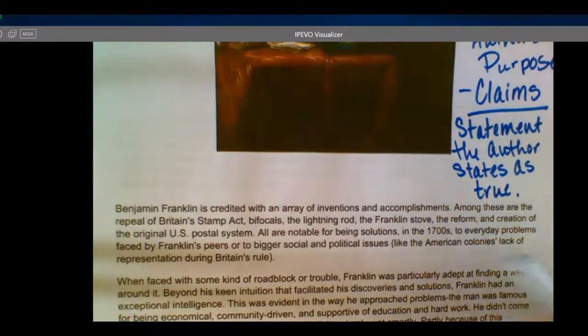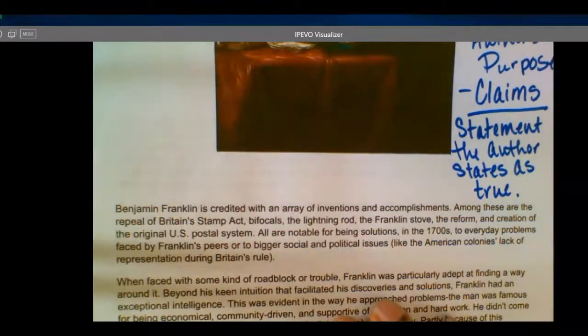They pay people to write articles like this, and then they publish them for teachers and students to use. All right, so we're going to start. Benjamin Franklin is credited with an array of inventions and accomplishments. Among these are the repeal of Britain's Stamp Act, bifocals, the lightning rod, the Franklin stove, and the reform and creation of the U.S. postal system. All are notable for being solutions in the 1700s to everyday problems faced by Franklin's peers, or to bigger social and political issues, like the American colonies' lack of representation during Britain's rule.